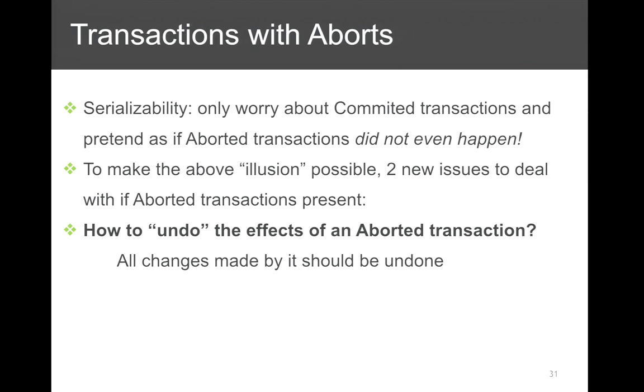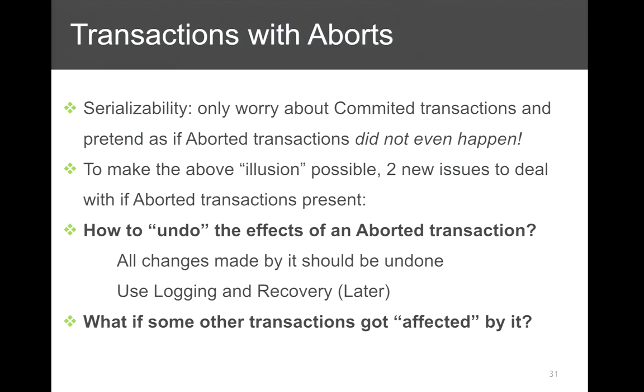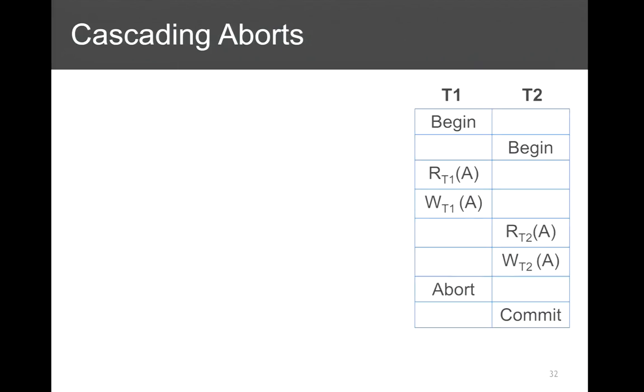Recall in that example, it was serializable because both transactions were committing. If one of the transactions was aborting, then you end up in an inconsistent state. So in order to ensure that transactions that are aborting have all their changes undone, this is done using the technique of logging and recovery, and we'll talk about that in a short while. Now, there's another issue. What if a transaction that got aborted did something to the database that affected some other transaction? In that case, you have to undo the effect of that transaction which depended on the aborted transaction's changes. That is the problem of cascading aborts.